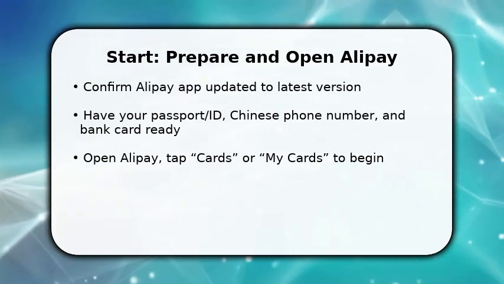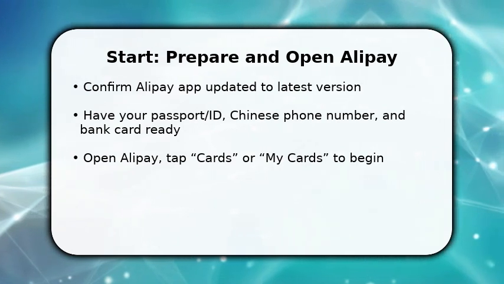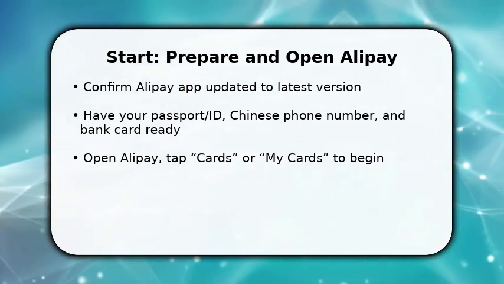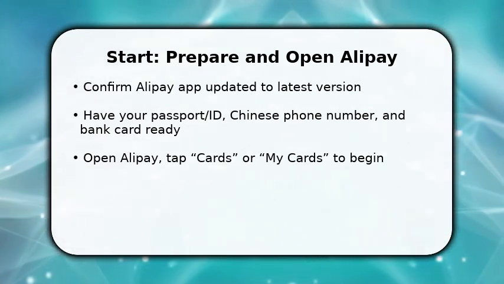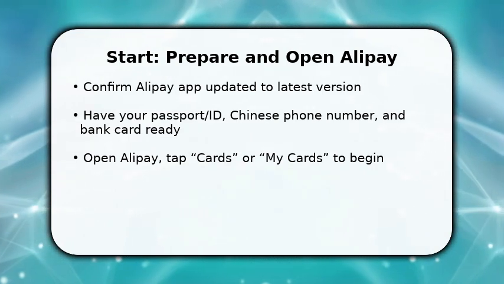Open Alipay and go straight to the cards or bank cards section. Do not wander through other menus. This gets you where you need to be without delay. Once there, tap Add Card to begin entering details and move to the next step.